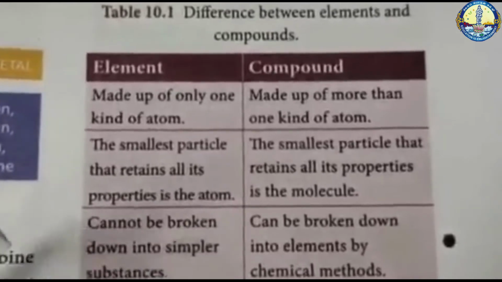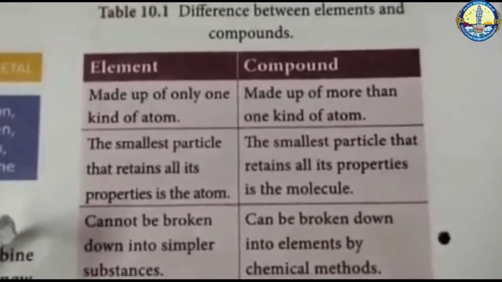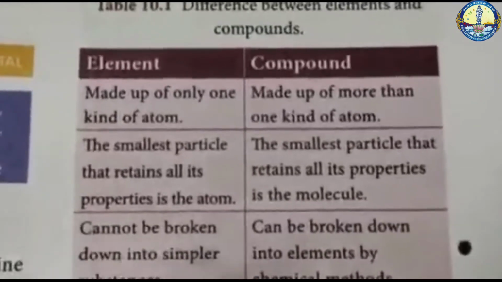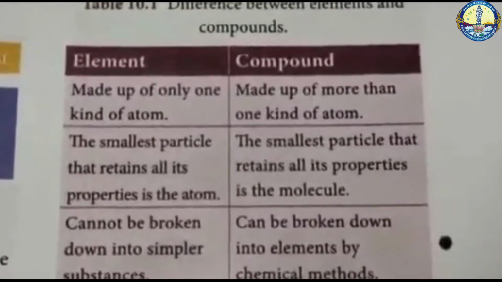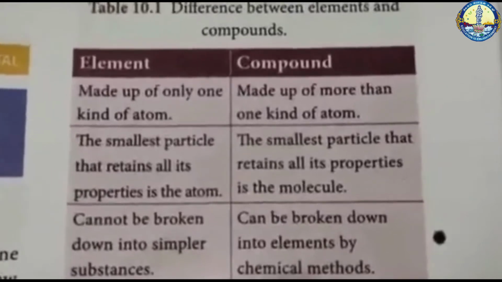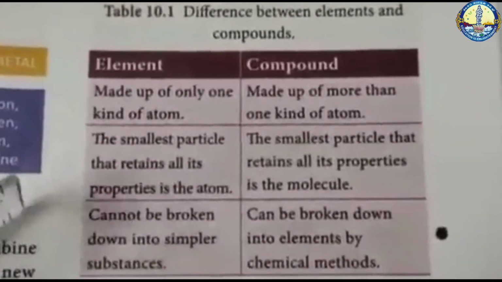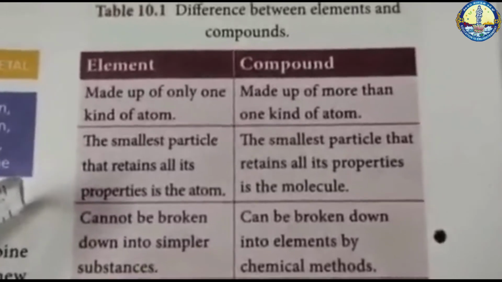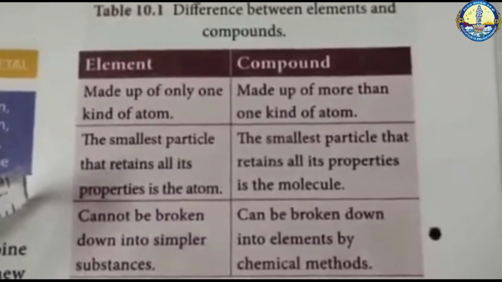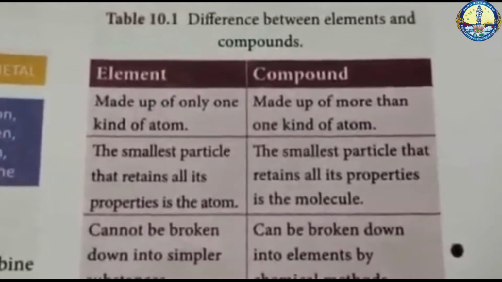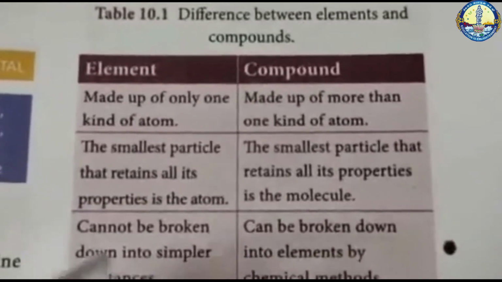Element. It is made up of only one kind of atom. Example, hydrogen, helium, lithium. Compound. Compound is made up of more than one kind of atom. Example, water, sodium chloride. Element is the smallest particle that retains all its properties of the atom. Compound is the smallest particle that retains all its properties of the molecule.